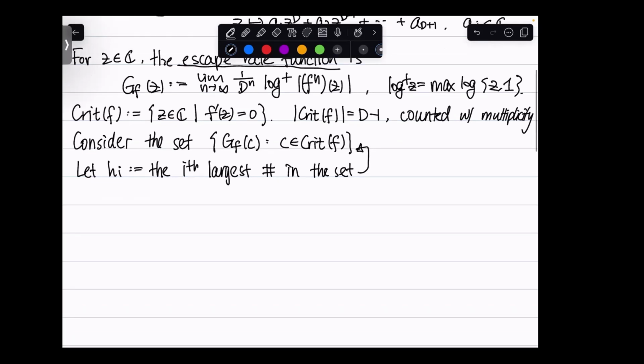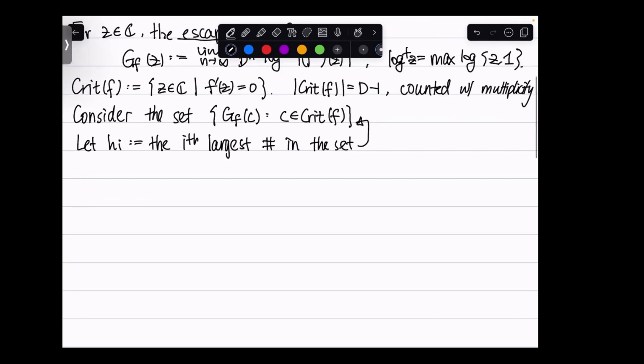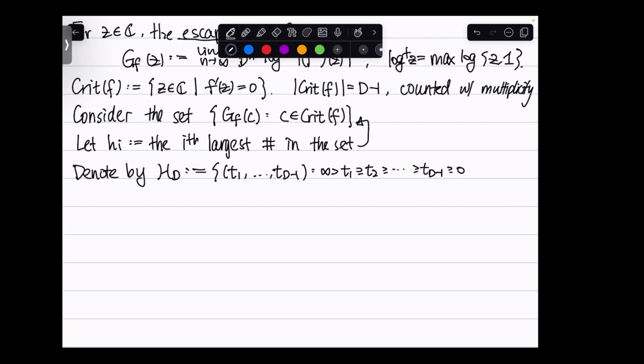Okay, so now I will write down the map. But before that, let's denote by H_d the collection of (d-1)-tuples (t_1, ..., t_(d-1)) of numbers ordered in non-increasing order. So t_1 is the largest real number, and then t_2 is the second largest, all the way to t_(d-1), and this is greater than or equal to 0.